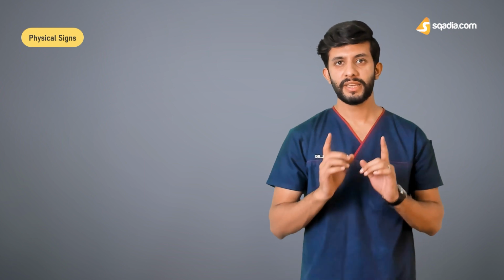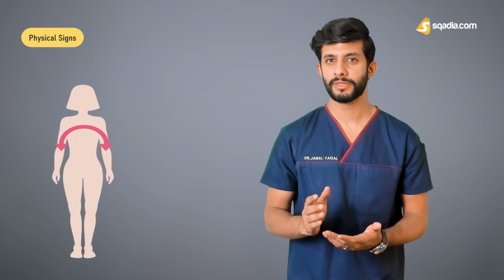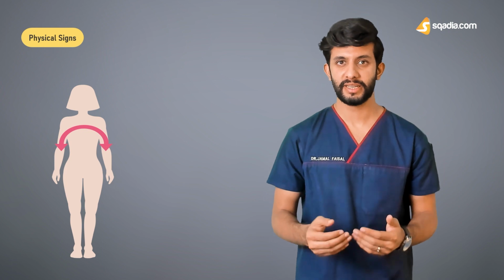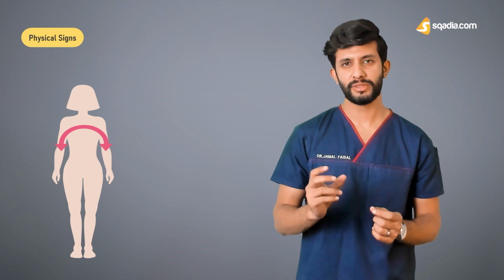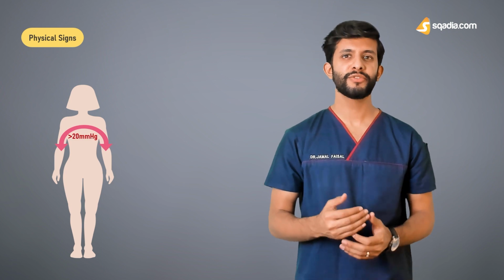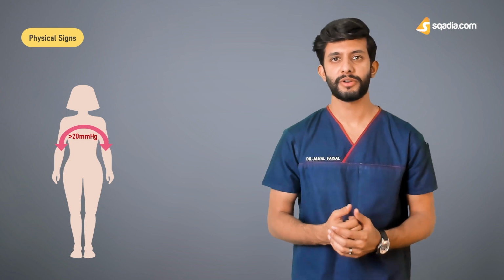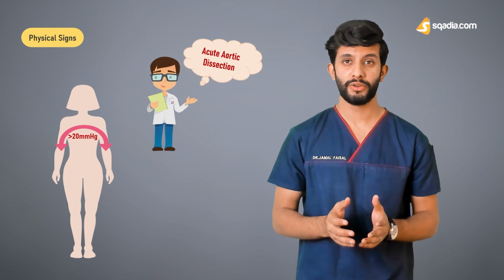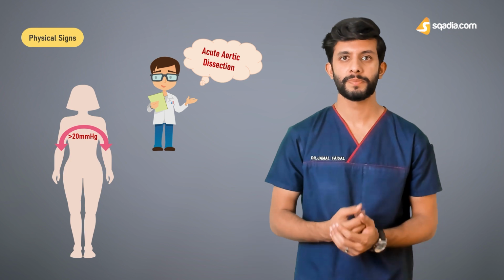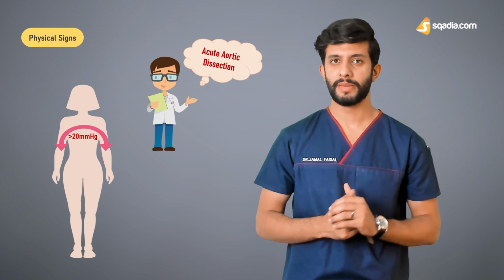speaking from a clinical and examination point of view, having a varying blood pressure in both upper limbs is one of the key pickup points in gaining clinical suspicion for an aortic dissection. They say a difference of more than 20 millimeters of mercury is suggestive of an acute aortic dissection. It's a difference between both of the upper limbs. So that's one to keep note of.